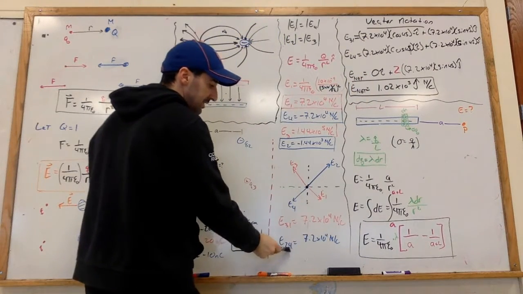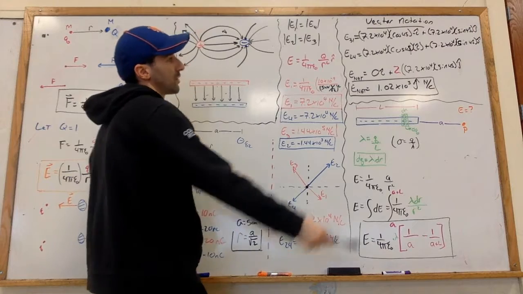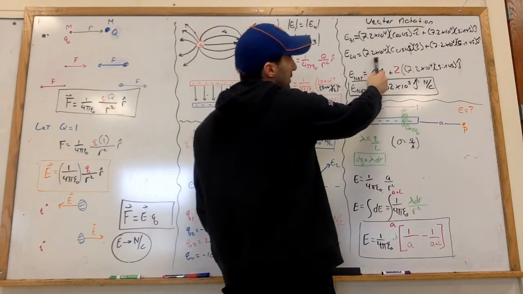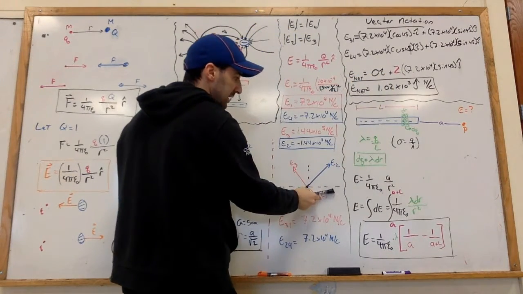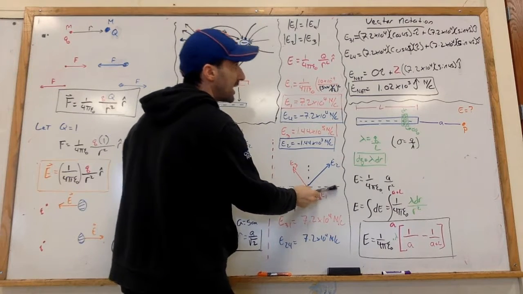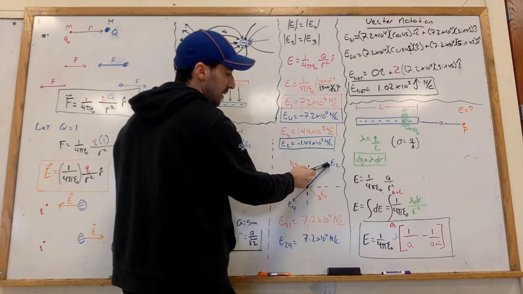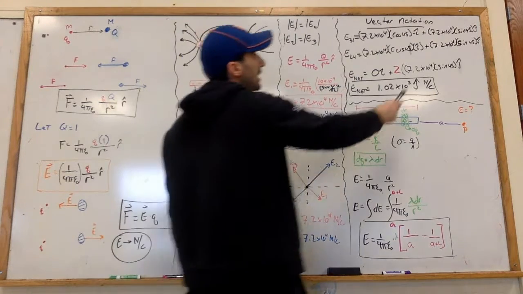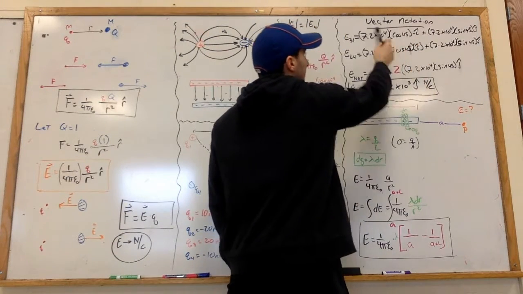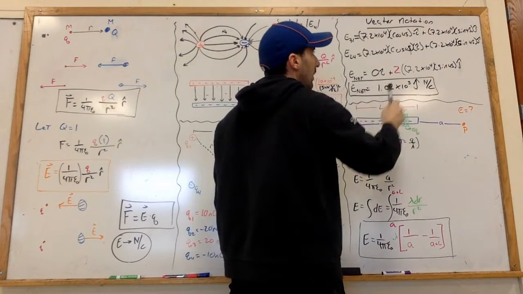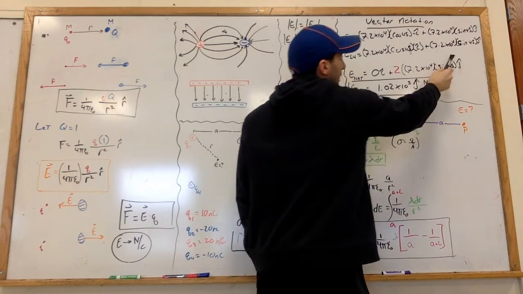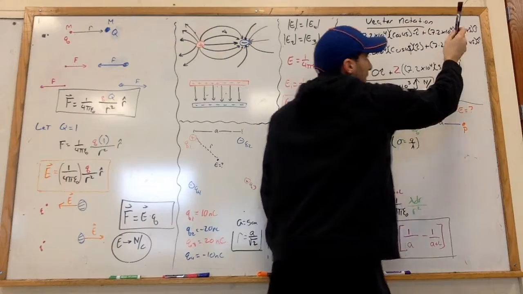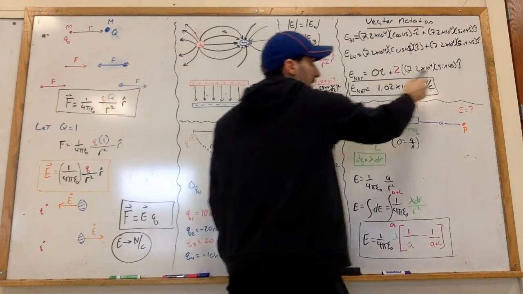After I subtract E24, I get 7.2 times 10 to the 4th newtons per coulomb. So 7.2 times 10 to the 4th cosine 45 in my positive i hat. Same thing, 7.2 times sine of 45 in my positive j hat. Negative i plus positive i, same magnitude, comes out to 0 i hat.